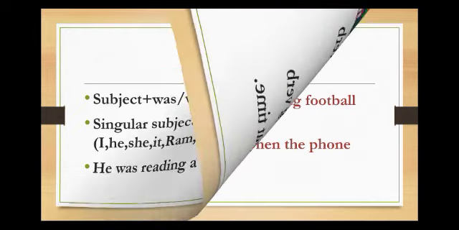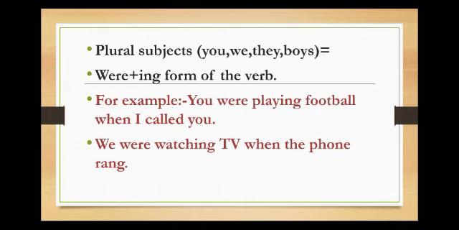But if your subject is plural, then you will select the helping verb were, and then you will add the ing verb. For example, you were playing football when I called you. We were watching TV when the phone rang. Since we is a plural subject, that is why we are using were. So what were you doing when the phone rang? I was watching TV.